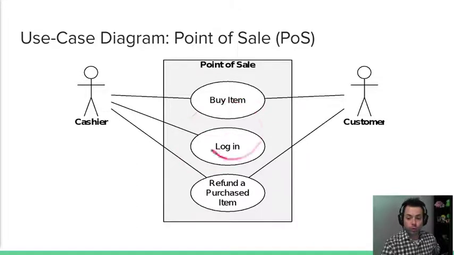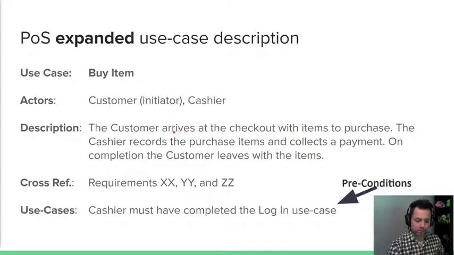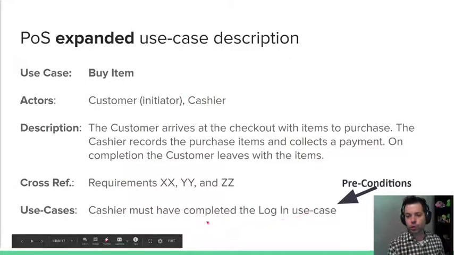Again, no notion of ordering, but if I want to buy the item, the cashier has to have logged in first. Otherwise, there's no way for the item to be recorded as being bought. If you've ever gone to the grocery store and you bring your food up to a human to check out, they have to be logged into their terminal, right? Otherwise, how's it going to know which cashier sold you that product? So we get a notion of ordering here.